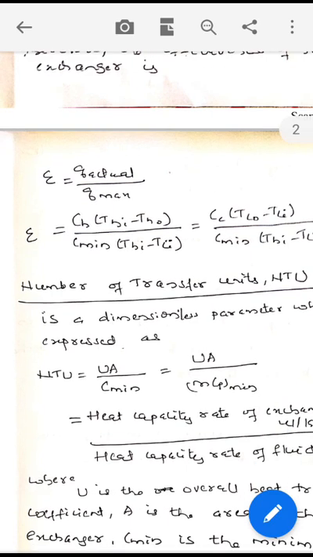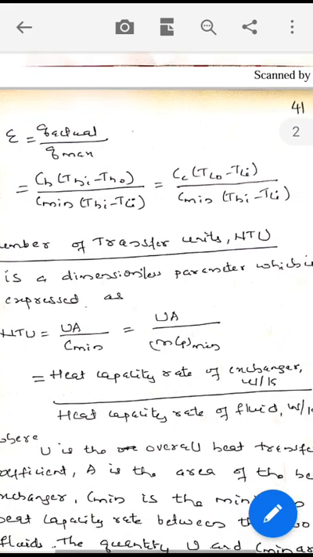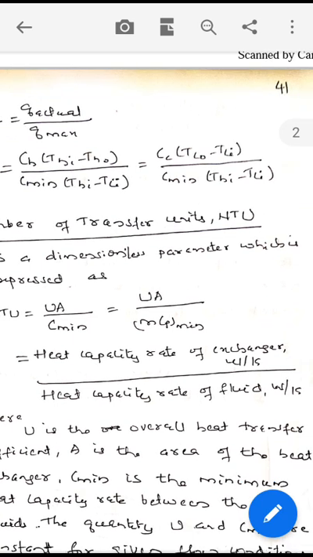Then the effectiveness of the heat exchanger equals Q actual divided by Q max. Effectiveness equals C_H (T_HI minus T_HO) divided by C minimum (T_HI minus T_CI), or it is C_C (T_CO minus T_CI) divided by C minimum (T_HI minus T_CI).